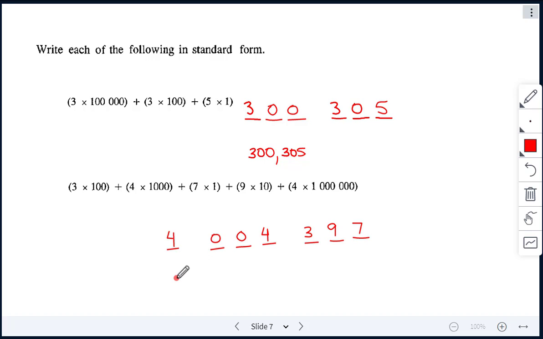And then I just like to rewrite it without all the dashed lines. So 4,004,397.